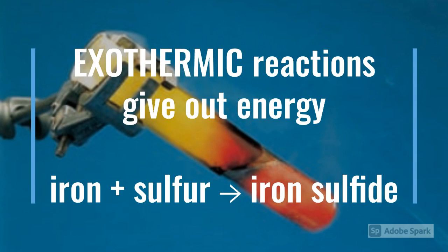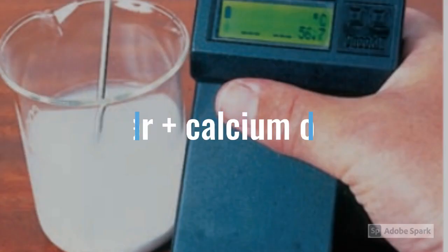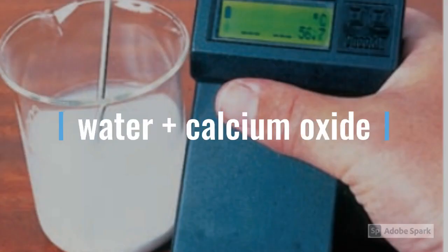Exothermic reactions give out energy, so there's a temperature rise. To start off the reaction between iron and sulfur, for example, you must heat the mixture, but pretty soon it glows red hot, without the Bunsen burner. Mixing colourless silver nitrate solution and colourless sodium chloride solution gives an insoluble white solid precipitate of silver chloride and an associated temperature rise. When you add water to lime, heat is given out, so the temperature rises.